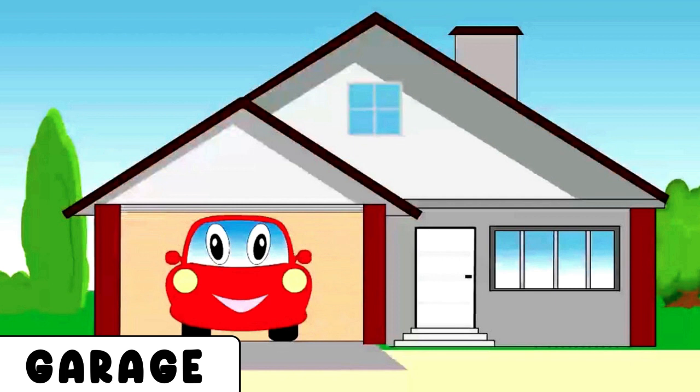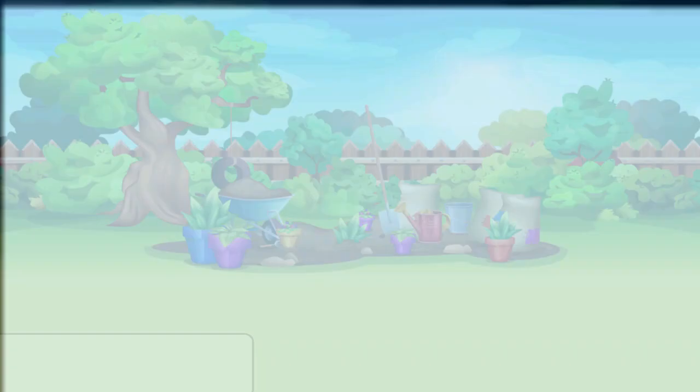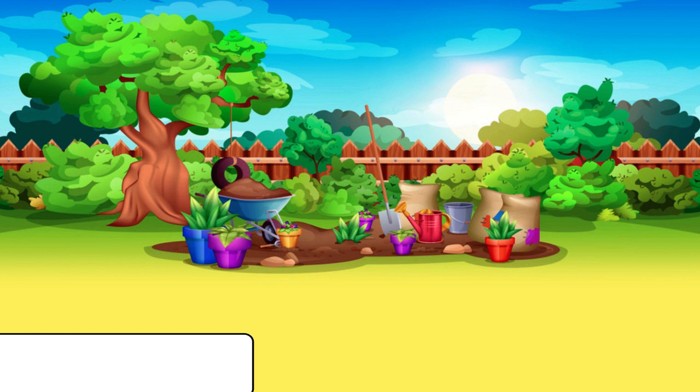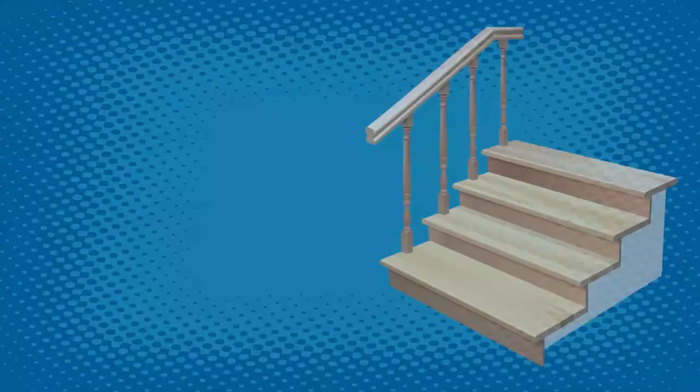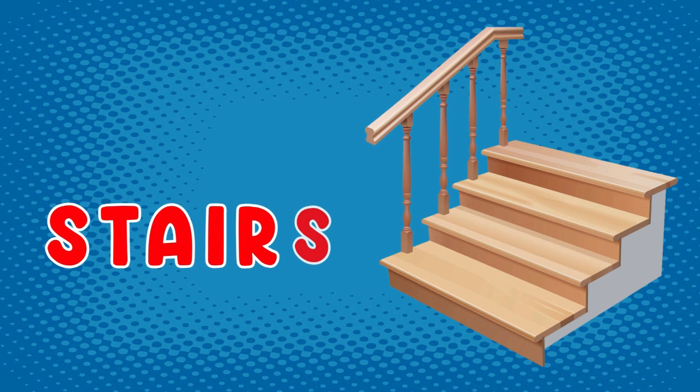Garage, a building or a part of a house where cars are parked and stored. Backyard, the area of land behind a house that is often used for outdoor activities and relaxation. Stairs, a set of steps that connect different levels of a house.